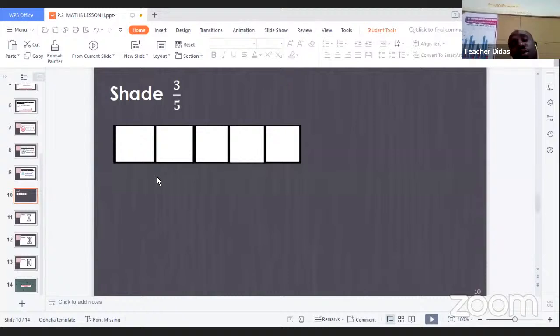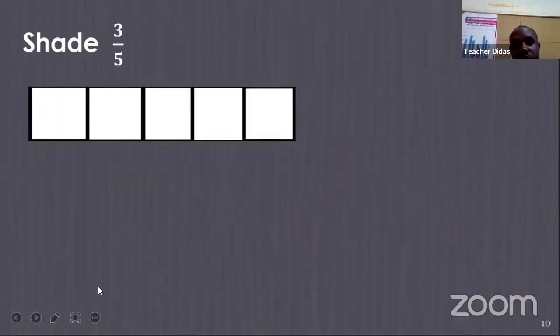Now, we can also be required to shade. They can give us the fraction, and we are asked to shade that very fraction. So what do we do? What we do is just simple. We first count. This number which is down here, 5, is representing all the parts. You count 1, 2, 3, 4, 5.